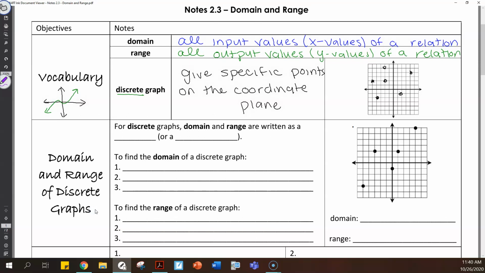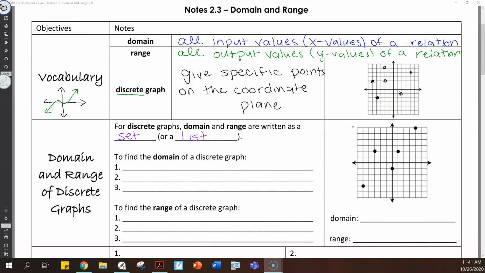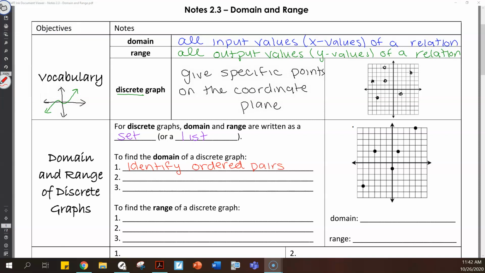For discrete graphs, just like with other relations we're going to work with, the domain and the range are going to be written as a set, which means we're just going to list the domain and list the range. So to find the domain of a discrete graph, the first thing I want to do is identify the points on the graph, and I'm going to do that by identifying the ordered pairs for each point.